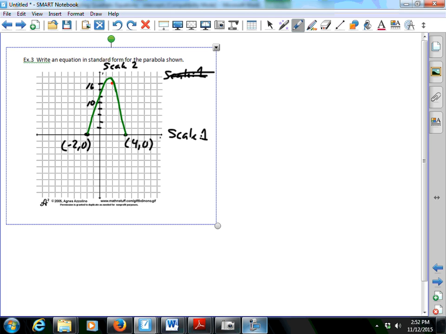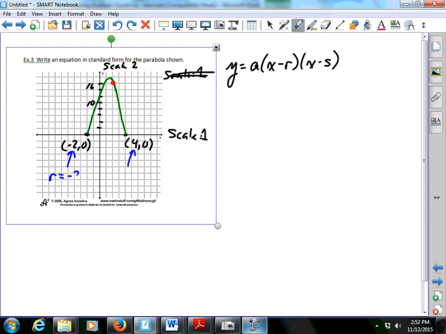I know it doesn't look like it, but I can't draw. I'm a math teacher, not an art teacher. So you can't tell exactly where the vertex is, so I'm forcing you to use intercept form, just like we've done before, somewhat. I want you to write this equation in standard form. Let's use what we've got to our advantage. We know where the x-intercepts are located: negative 2 and 4.